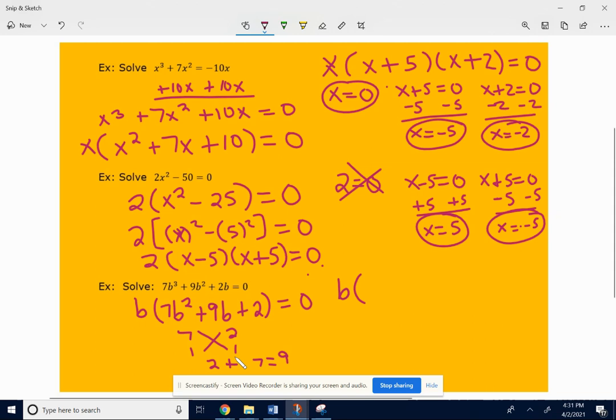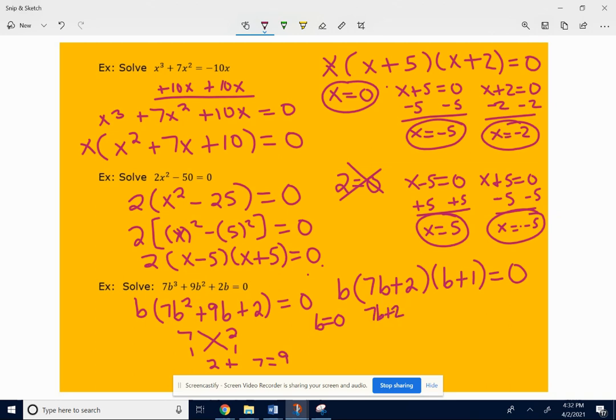Think straight across there, guys. You have a 7 and a 2 and a 1 and a 1. So that's 7b plus 2 for the top row, and that's 1b plus 1 for the bottom row. I'm getting there. So we have the left completely factored down. We have 0 on the other side. Now we set all 3 factors equal to 0. We set b equal to 0, 7b plus 2 equal to 0, b plus 1 equal to 0.